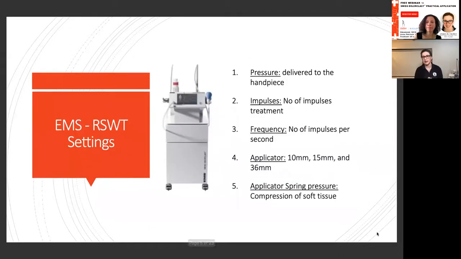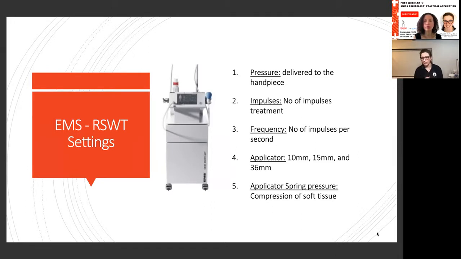Now the settings. On each unit, there are a few different things you can change. One of those is pressure. You can control how much pressure is delivered to the handpiece, and the more pressure, the more energy you're putting into the tissue. For deeper indications we want to put more pressure in, and as people get better, we want to up the pressure to maximize the amount of energy. Different devices allow us to change that as well.